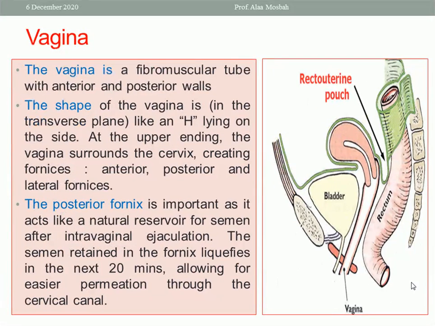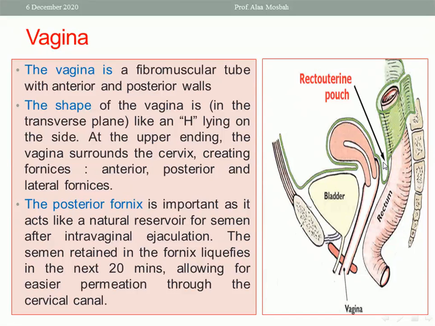The vagina, as we said and as you see in this picture, is a fibromuscular tube with anterior and posterior walls. The shape of the vagina is like the letter H lying on its side. At the upper end, the vagina surrounds the cervix, as you see here, forming fornices: the posterior fornix, the anterior fornix, and the lateral fornices.